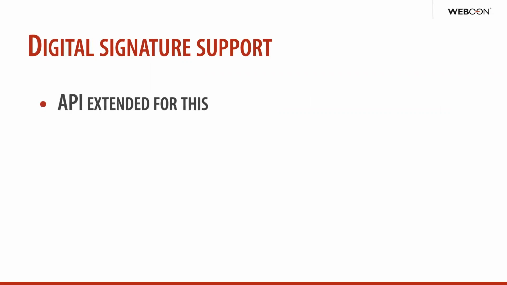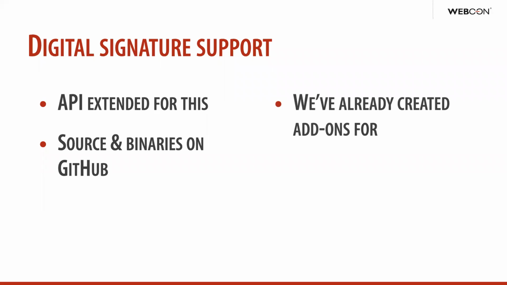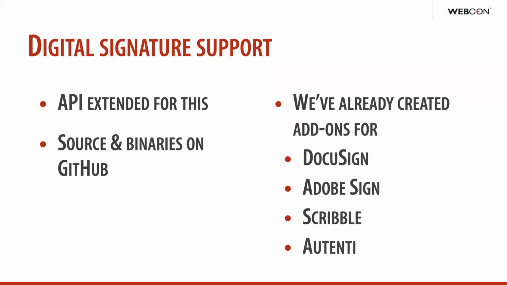One of the things we've done, and this also relates to the API, is we have extended the API to support digital signatures, which means we now have source and binaries on GitHub for doing digital signatures on items. We've already given you support for DocuSign, Adobe Sign, Scribble, and Authenticatio. And more can be created using the APIs we used for these. The source code is readily available. So now there are actions for saying, go get this thing DocuSigned.